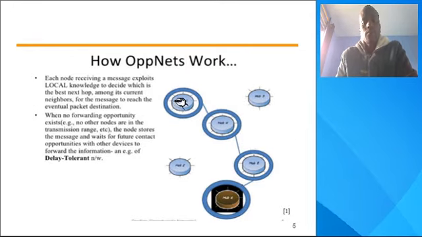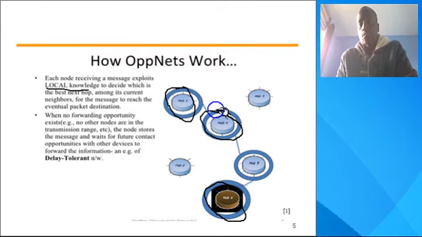How do they work? Opportunistic networks work like this. Let's assume this node here wants to send information to this node. The node here will look at what we call its local knowledge, exploit its local knowledge, and decide among its neighbors who it will deliver the message to. In this case, it finds that maybe this is the node that will most likely deliver the message to the destination because maybe it is closer to the destination. So it forwards it to this node, and then this node does the same, forwards it to this node, and this node eventually delivers the message to the destination like that.